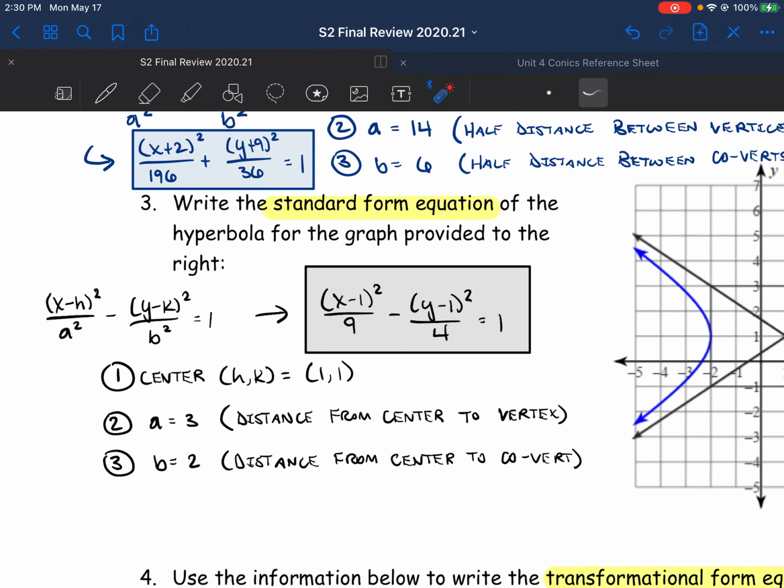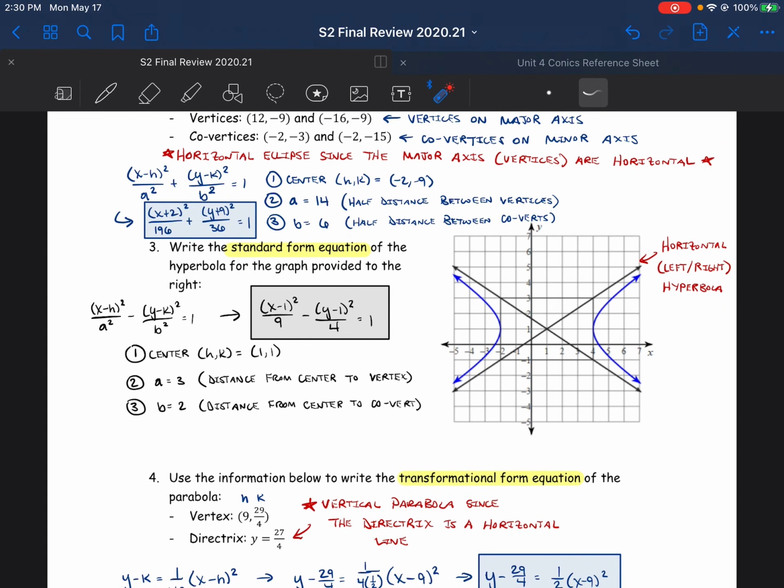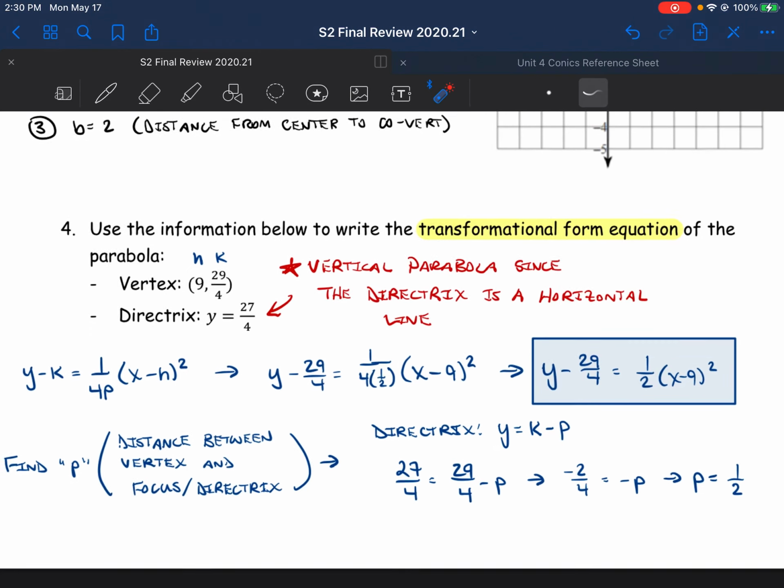If the center is (1, 1), we have x minus 1 squared, y minus 1 squared. If A is 3, we'll notice that we're squaring A, so 3 squared to give us 9. Notice that we're squaring B, so 2 squared to give us 4. And then we have our standard form equation for the hyperbola. Nice and simple. All right, next.